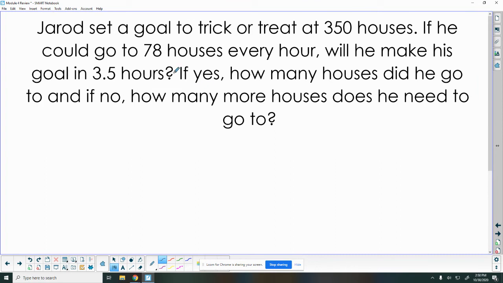Hey, our last problem here says that Jarod set a goal to trick or treat at 350 houses. If he could go to 78 houses every hour, so he's doing that every hour, 78 houses the first hour, 78 houses the second hour, will he make his goal in 3.5 hours? If yes, how many houses did he go to? If no, how many more houses does he still need to go to?